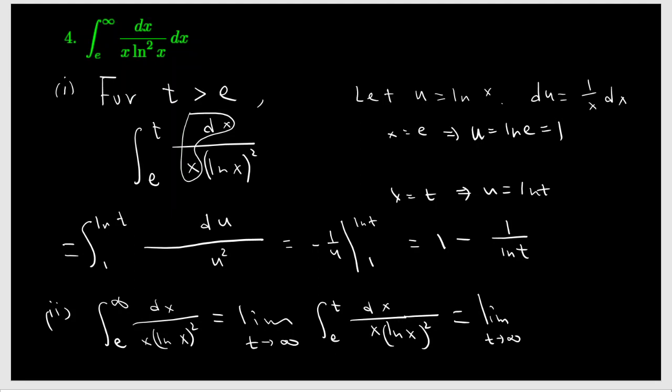Using the answer to step 1, without the limit, you have 1 minus 1 over natural log of t, and then you take the limit as t approaches infinity. Again, as t approaches infinity, natural log of t gets larger and larger. Natural log of t approaches infinity. 1 over natural log of t approaches 0. So the answer to the limit is 1. So the given integral, the integral in question 4, converges to the finite number 1.